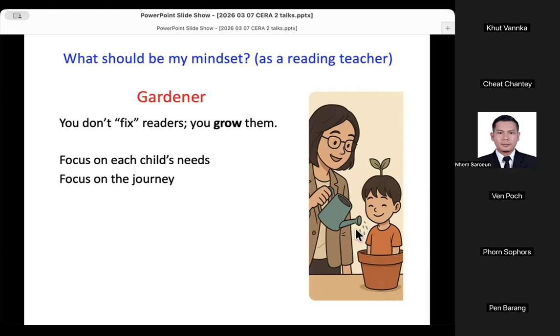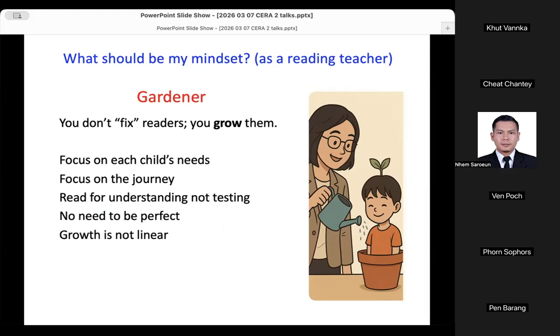It should not be on trying to test them on everything that they need to know. Yeah. So there's no need to be perfect. Don't worry about them making a mistake today. Don't worry about them reading a little bit slowly today. Focus on the long journey rather than the thing here, right? And also sometimes they'll get better, they'll fall back, they'll get better, fall back, get better, fall back. So it's not linear. It's all about growth over time.